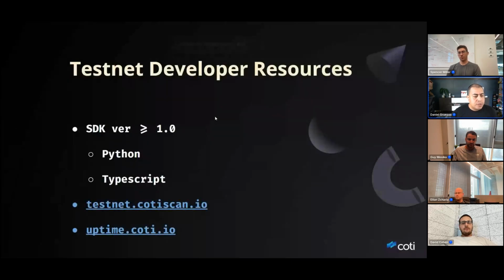Okay, so for developer resources, Guy touched on this briefly, and he mentioned how for devnet, the SDKs that are going to work for you are going to be versions below 1.0. And so for testnet, and this is what we encourage you to use going forward, the SDKs that will work for you are going to be versions greater or equal to 1.0. So please make sure that when you're using the SDK, you're using the right version. If you're on testnet, you're always going to be safe if you use the latest version, if you're using either Python or TypeScript. Some of the resources that we talked about, Explorer and Uptime, we already discussed, so I won't hash over them again, and we can move on.